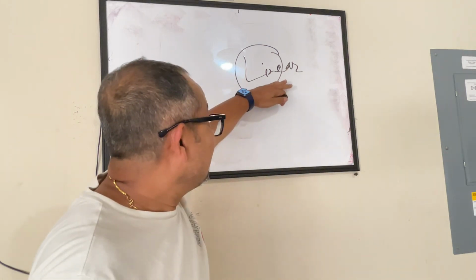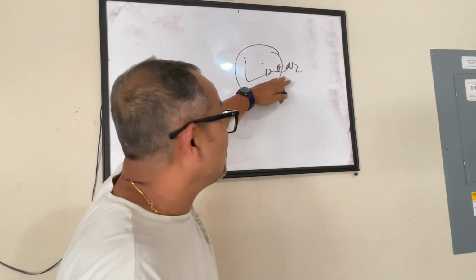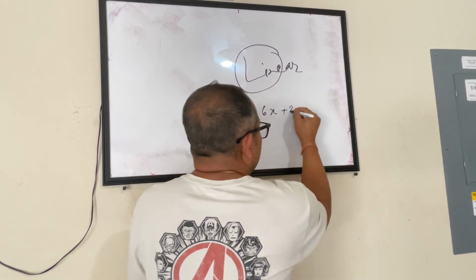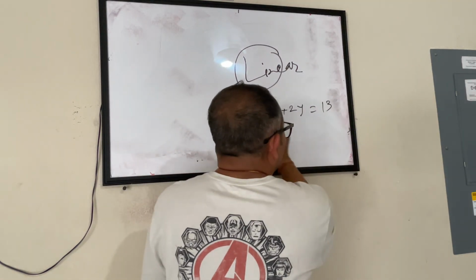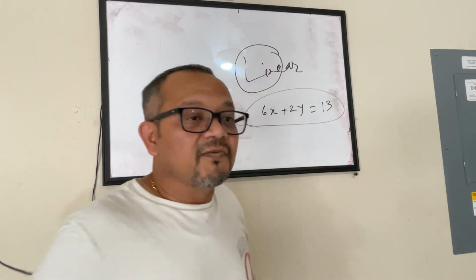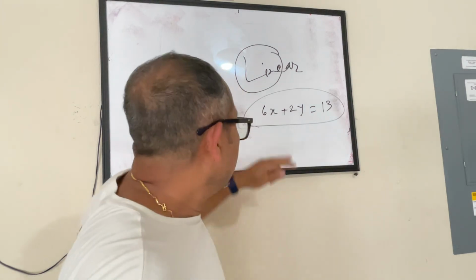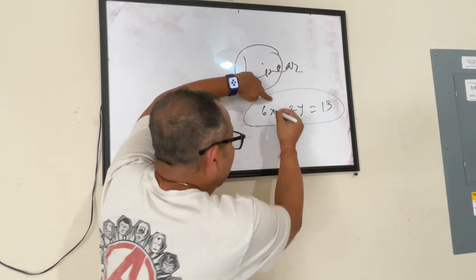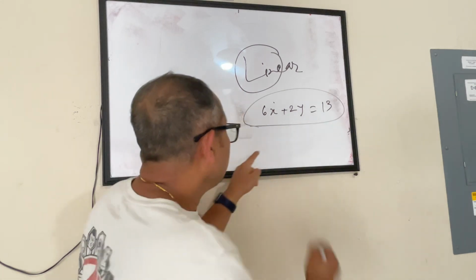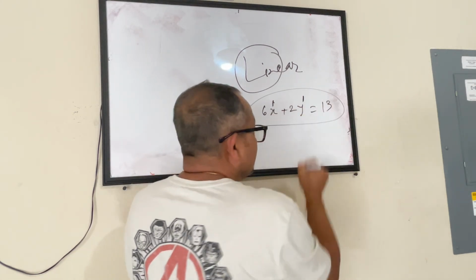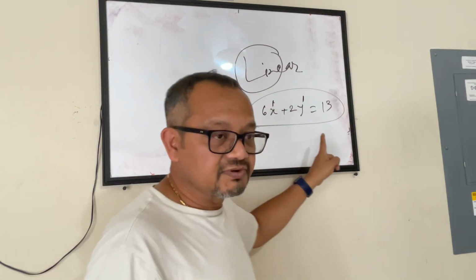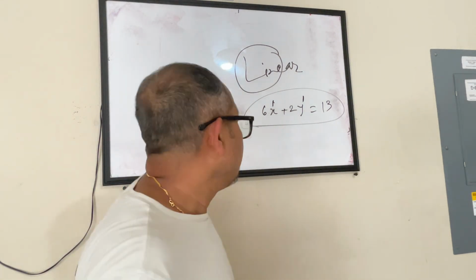So linear has the word line, meaning any equation which makes a straight line is called a linear equation. Or for your recap, any equation with maximum power to the variable as 1 is a linear equation. Here the maximum power is 1. That's why it is a linear equation. It forms a straight line.